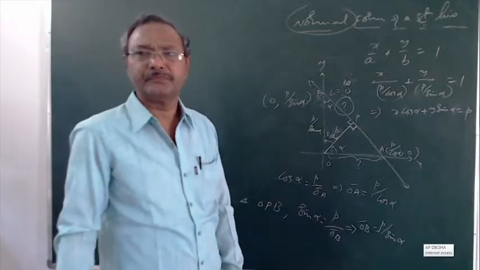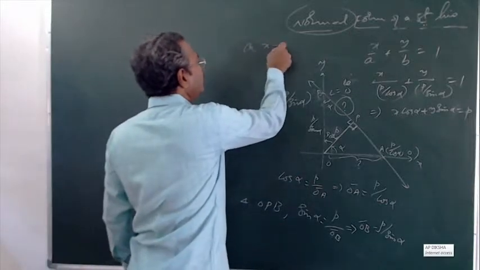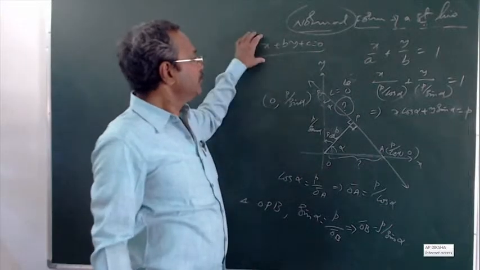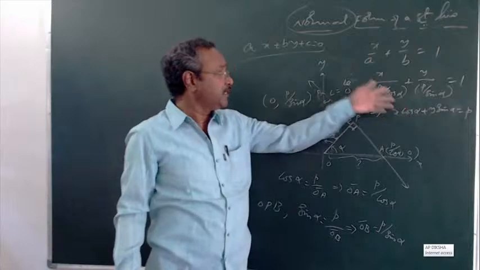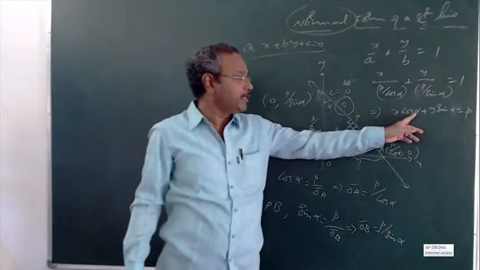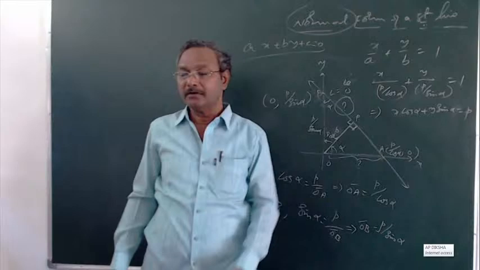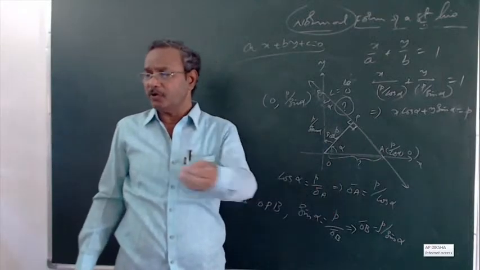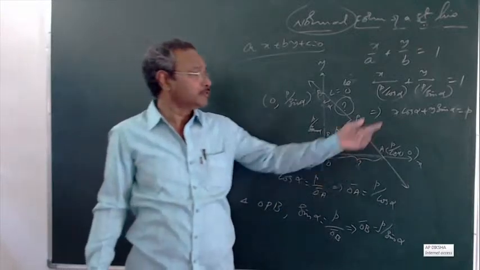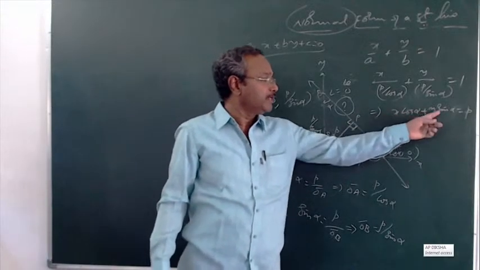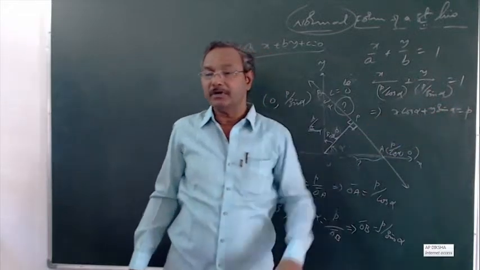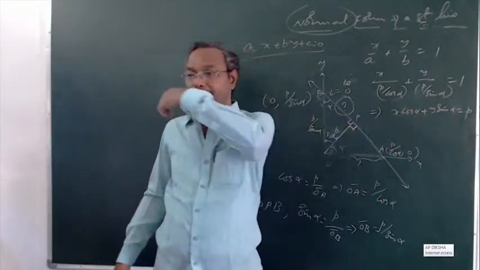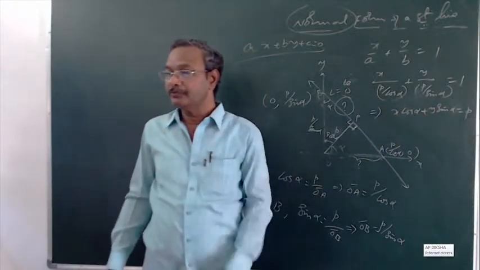You may ask, sir, the equation of this straight line should be of the form ax plus by plus c. Yeah, no doubt. This is exactly the same structure. You know that for a particular value of alpha, cos alpha is a number: root 3 by 2 or 1 by 2 or 1 by root 2 or 0.8 or 0.9 or something like this. So this is a number. A number into x plus a number into y is equal to a number, that is a constant. So this equation is of the form ax plus by plus c equal to 0.